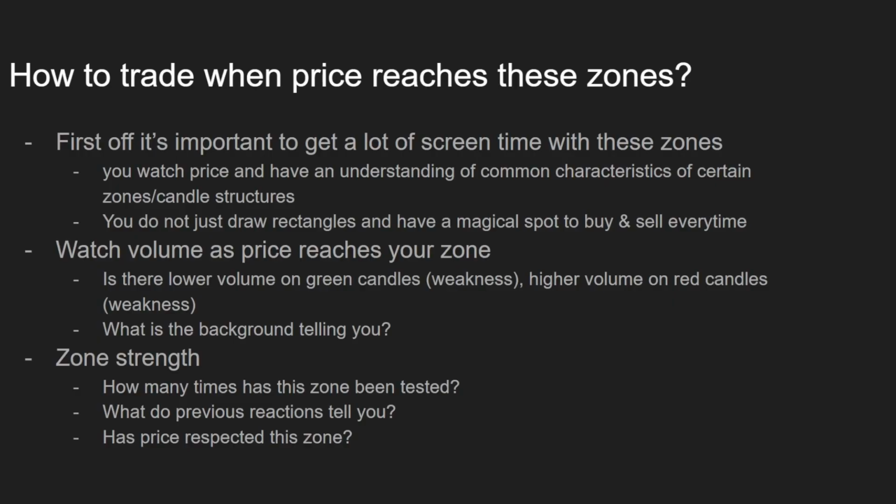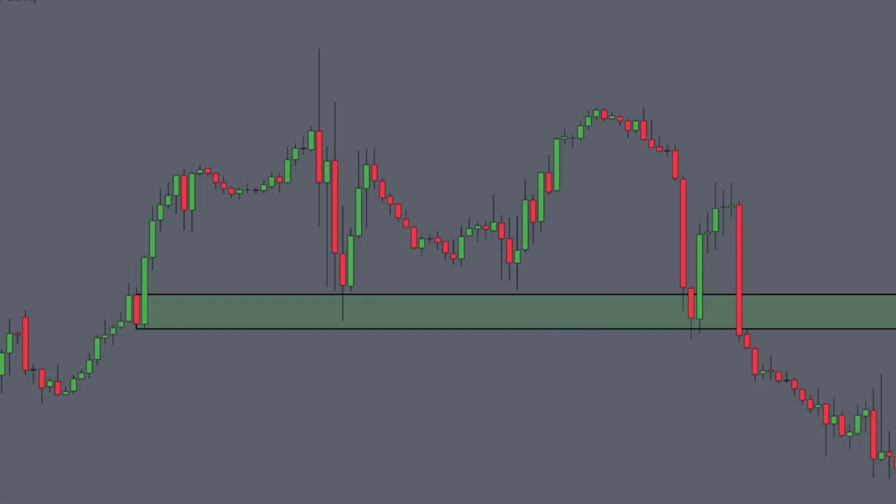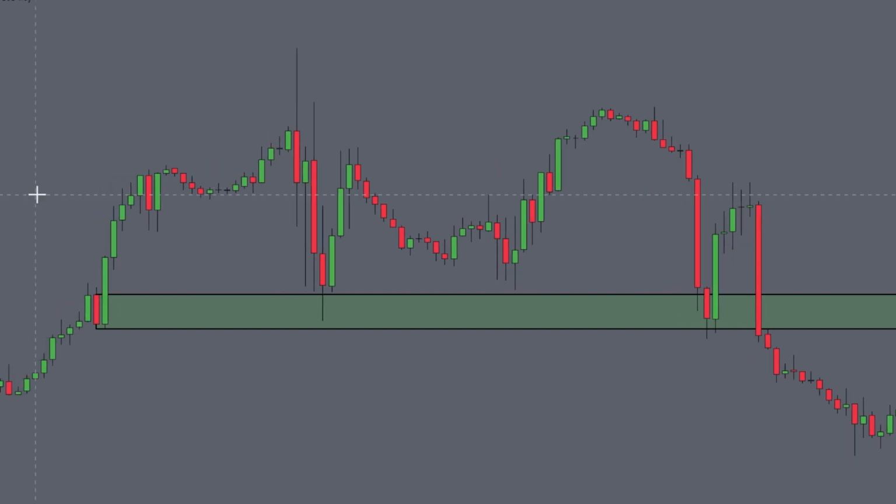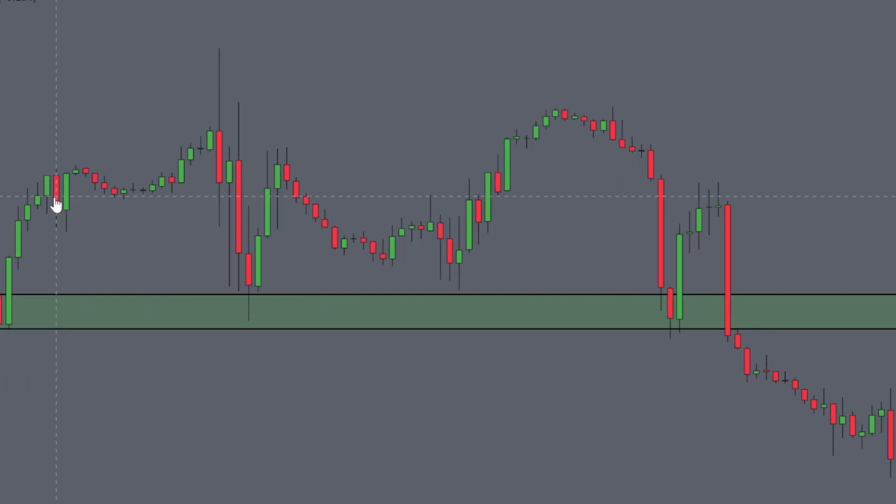Now you want to look at zone strength. How many times has the zone been tested? What do previous reactions tell you? Has price respected the zone? Zone strength is important. So in this example, I'm going to be showing you guys how zone strength played out in this trade.